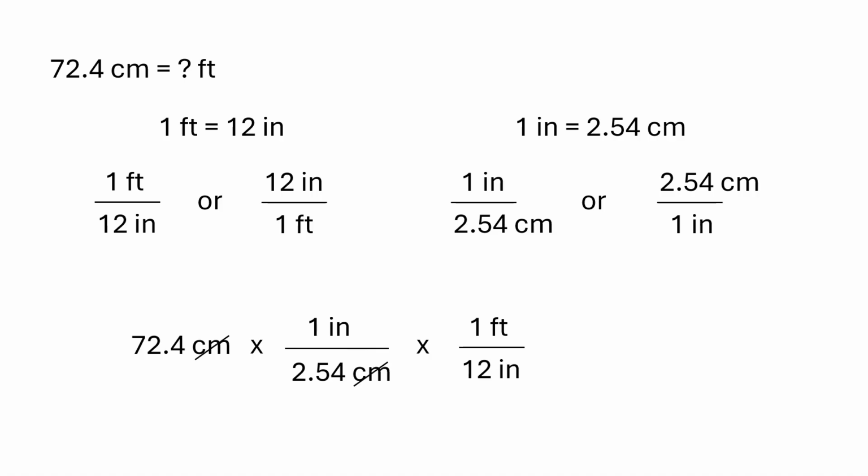Here, we can cancel centimeters and inches, leaving feet as the final unit. So this should be 72.4 centimeters times 1 inch divided by 2.54 centimeters times 1 foot divided by 12 inches, giving us 2.38 feet.